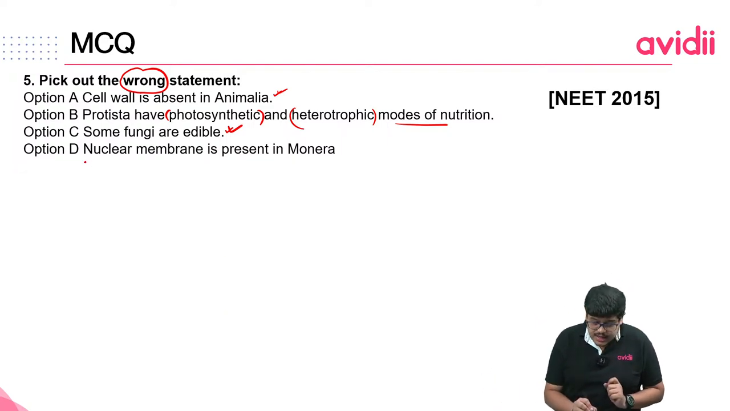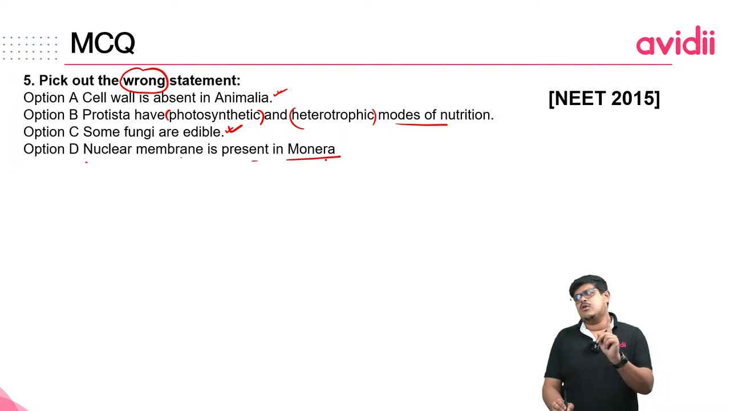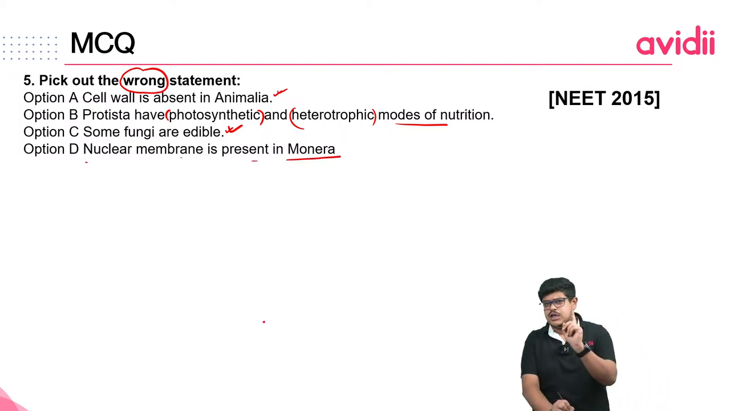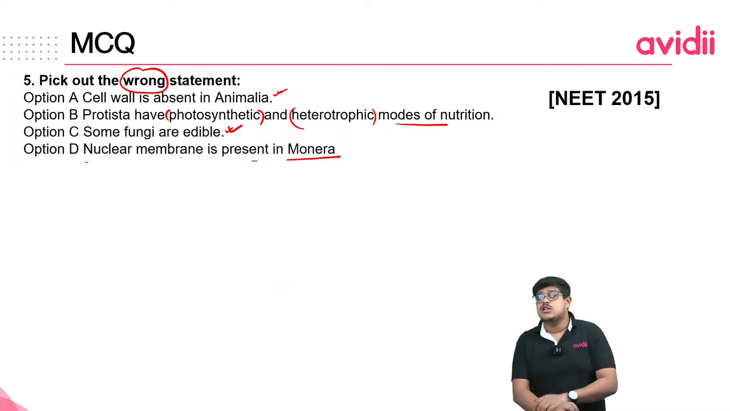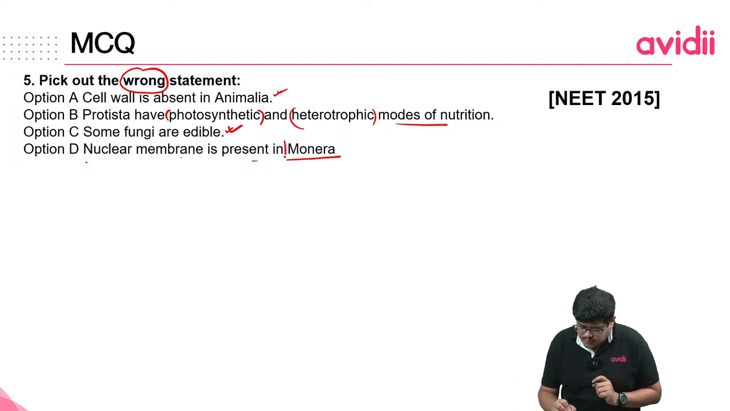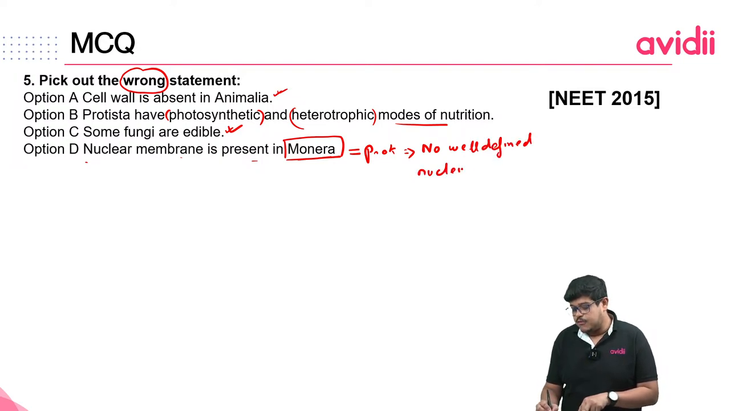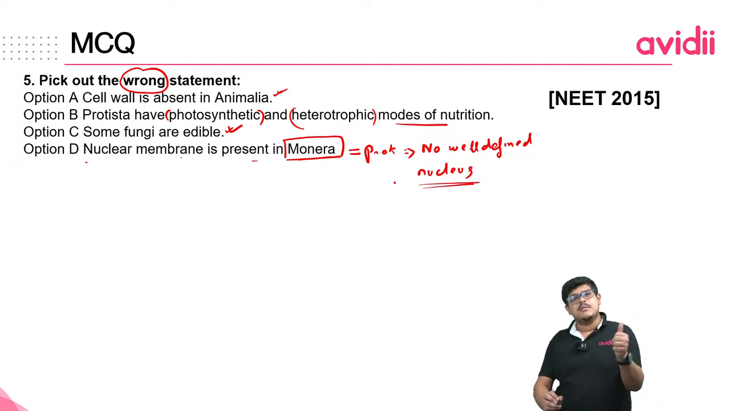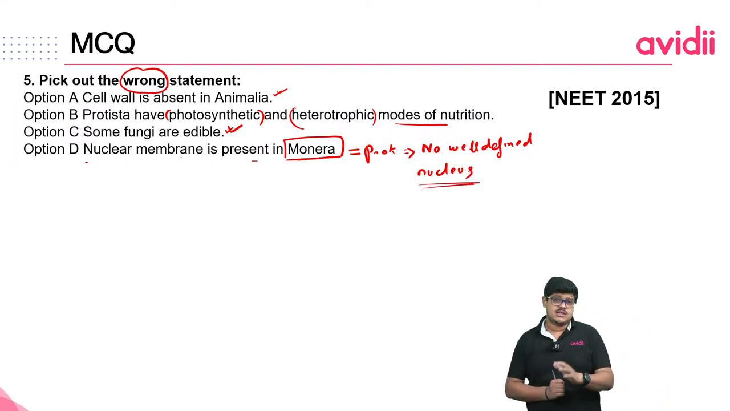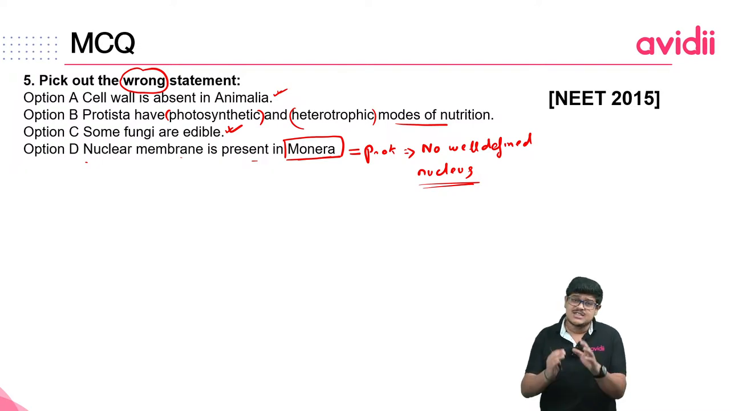Coming to the last one, nuclear membrane is present in Monera. So they have not given you bacteria, they have written the name Monera. So you need to be very clear with the classification: Monera, Protista, Plantae, Animalia. As they are giving Monera, they are telling nuclear membrane is present in Monera. But if Monera falls under prokaryotic, then we know that in prokaryotic there is no well-defined nucleus. We all know the meaning of prokaryotes, because pro means primitive and karyon means nucleus. So it is a primitive nucleus. It is not a true nucleus. So that is not having a well-defined nucleus.